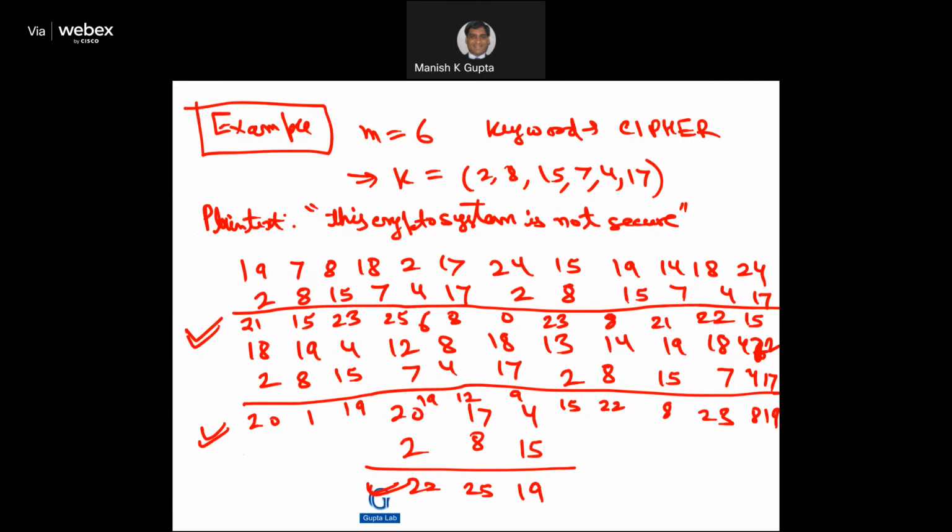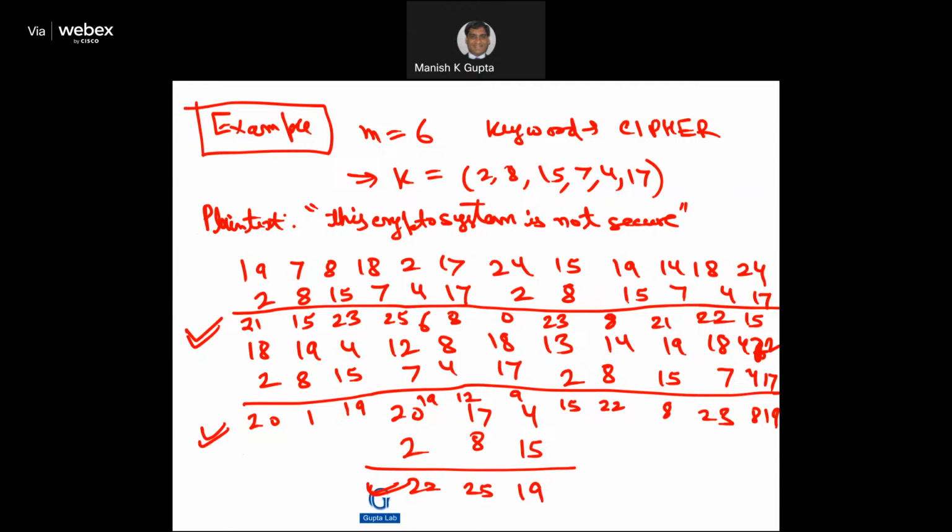From 19, 7 up to 24, and the second thing is from here, 18 to whatever is the last number, 2 actually, and then up to 15. This is the whole thing, okay? So the first row is the corresponding mapping. Now the key is of length what? 1, 2, 3, 4, 5, 6, right? So this is the key, 2, 8, 15, 7, 4, 17, then again the key, 2, 8, 15, 7, 4, 17, like that.